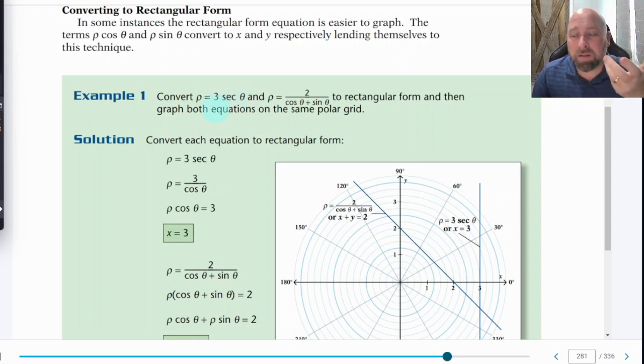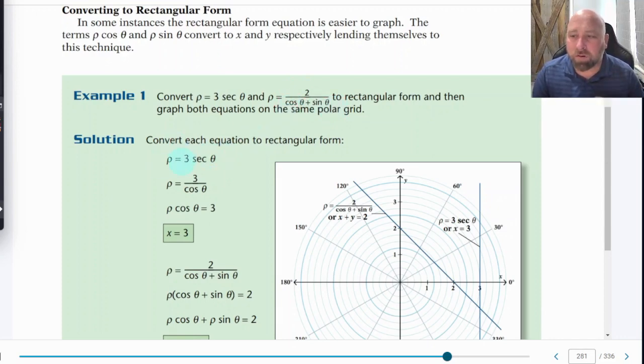The problem is that when you do that, it can become a little bit difficult sometimes to plug in, because we don't have a secant button on our calculator, for example. And on this one, it's a little bit more challenging because we have cosine and sine. So sometimes it's just easier to graph these using rectangular.